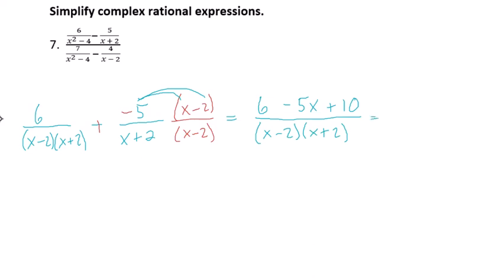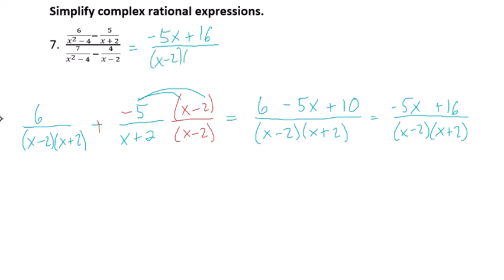And that will simplify to negative 5x. 6 plus 10 is 16, over (x minus 2)(x plus 2). Okay, so the first fraction on top will become negative 5x plus 16 over (x minus 2)(x plus 2).